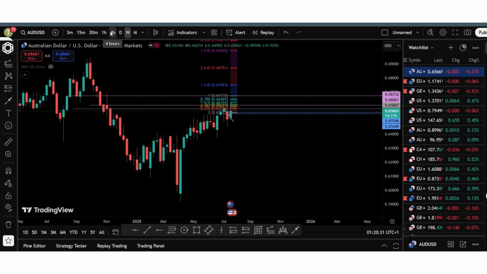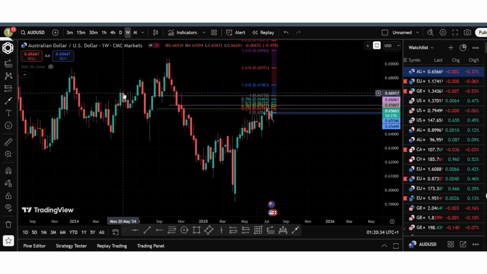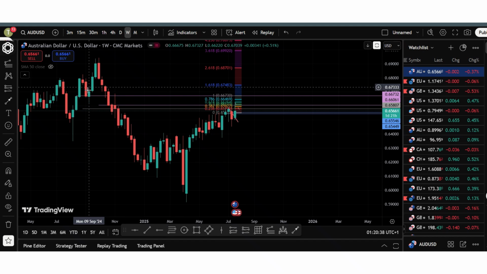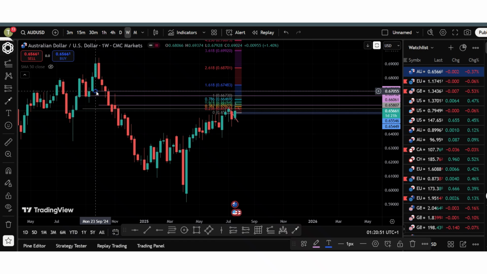AUD will retest that level, and once AUD closes above that level, the next target is 0.7. I don't think there's any other level that can stop price. Let me draw the two levels I need to watch out for. See these two levels. Once AUD/USD breaks above these two levels, either on the monthly or on the weekly, and closes above them, it will take us all the way to 0.7. And this is our Fibonacci extension.